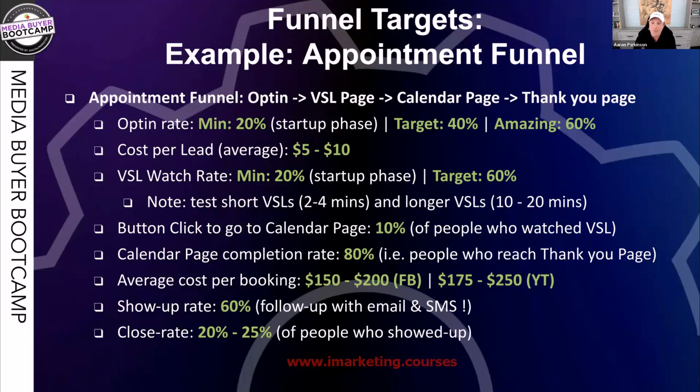So when we talk about these basic statistics, they should give you roadmaps to know whether you're doing well or you need work. This is an example of an appointment funnel. If we were going opt-in to VSL page to calendar page to thank you page, we're looking for a minimum opt-in rate of 20%, but our goal is 40 and off the charts is 60%. Our cost per lead average ranges from $5 to $10 on average. Some are higher than that if they're hyper competitive or they're trying to get rid of people.